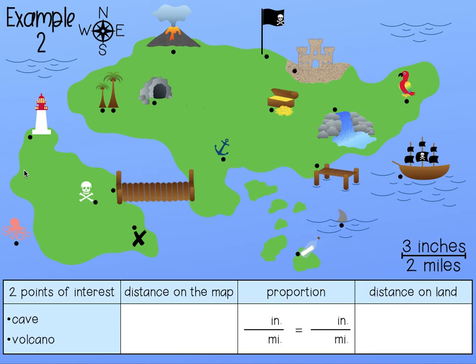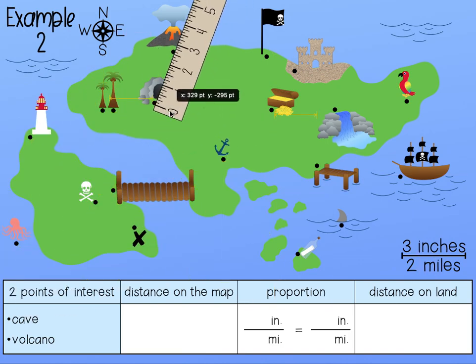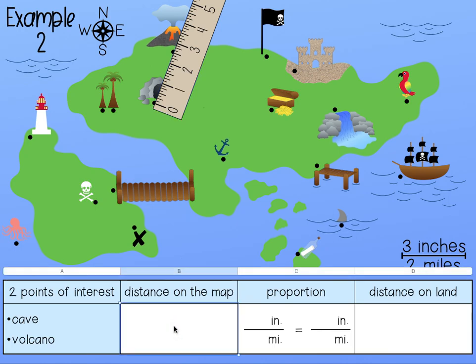All right, let's try another one. So our ratio is still staying the same. 3 inches is going to represent 2 miles. This time we're going to measure the distance between the cave and the volcano. I'm going to be, again, very careful that I line up one of the dots with 0. So it looks to be about 1, 2, it's in the middle of 2 and 3. Let's round to the nearest ½ inch, so 2½ inches.